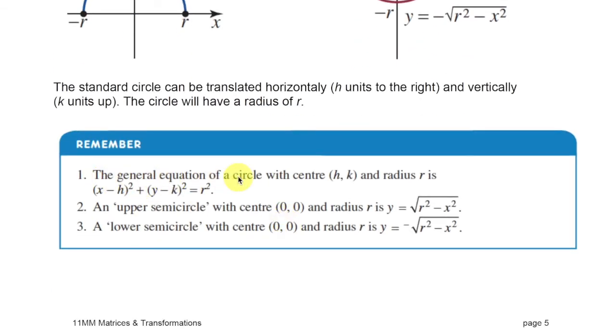Now, in the general situation of a circle that is centered at h, k, with a radius of r, then we say we have x minus h squared plus y minus k squared equals r squared. That will be a full circle of radius r, and it will be centered at h and k. X equaling h, y equaling k.